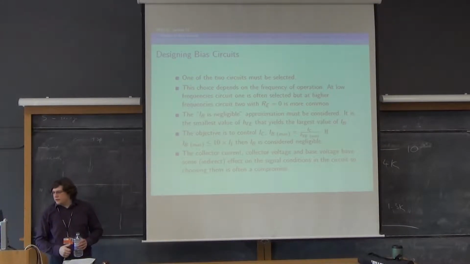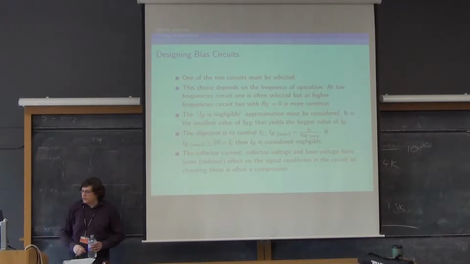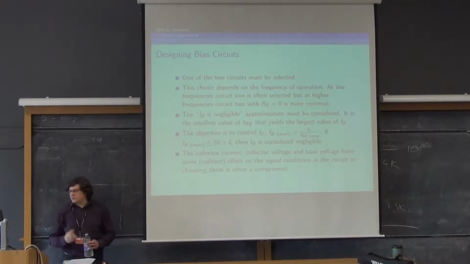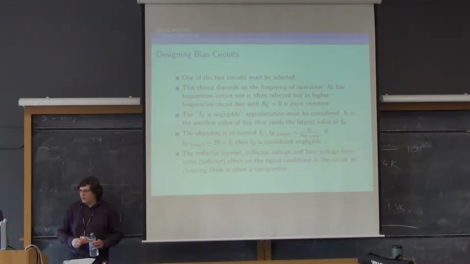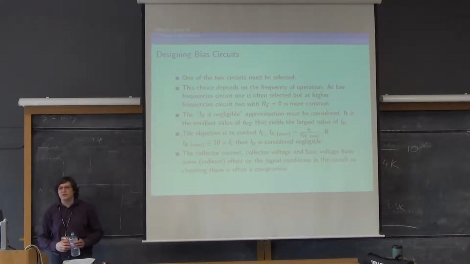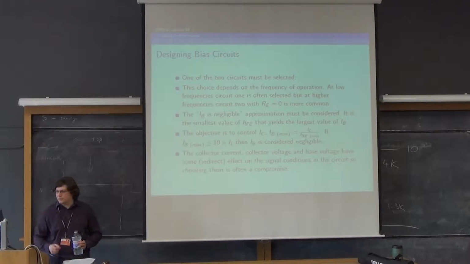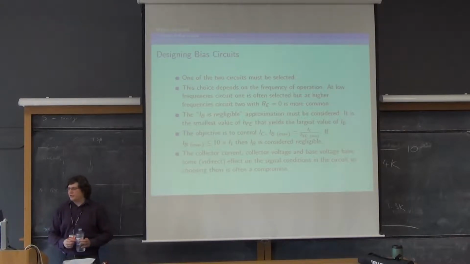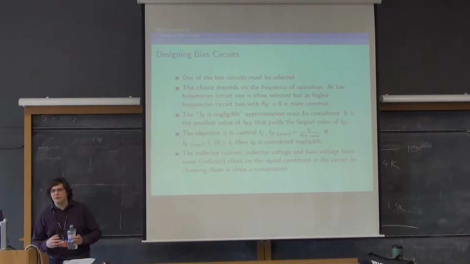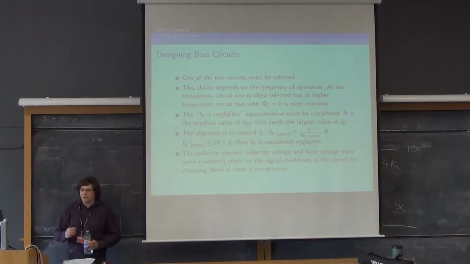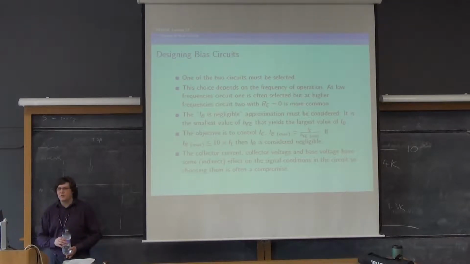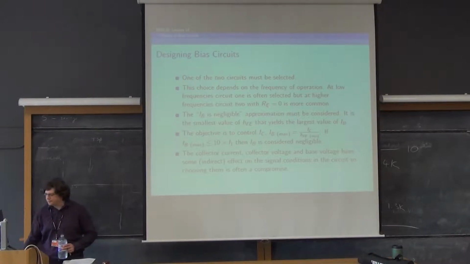Now, the collector current and the collector voltage and the base voltage have some indirect effect on the signal conditions. The collector current, of course, sets GM. We'll see that later in this lecture, and we said it in a prior lecture as well briefly. But the collector to base reverse bias voltage also adjusts certain inter-electrode capacitances inside the transistor. And we're not concerned with them in this course, but you may as well know they exist, because at some point in the future you'll have to worry about them.